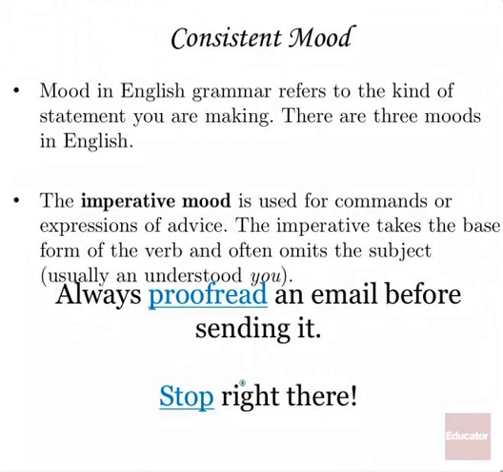Now, the imperative mood is used exclusively for commands or expressions of advice. You're telling somebody what to do. The imperative takes the base form of the verb and often omits the subject, which is usually an understood you. You may recall this from our lesson on subjects. The imperative mood, if you're giving a command, you very often leave the subject off and the subject is assumed to be whoever you're talking to. Always proofread an email before sending it. Or stop right there. In both cases, you're giving advice or an order to someone you're speaking to. That's the subject, and so you use the imperative mood.